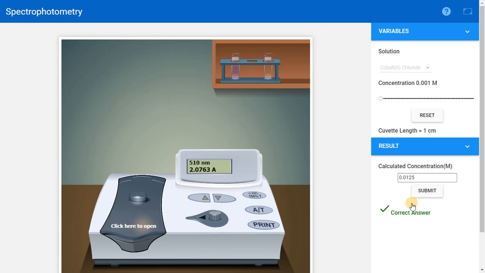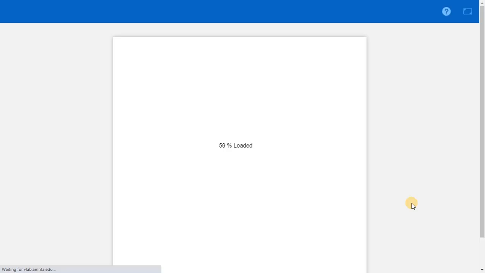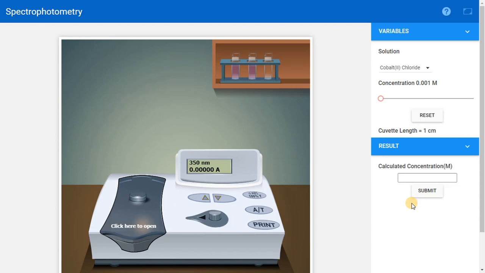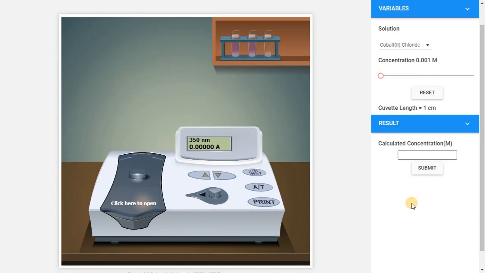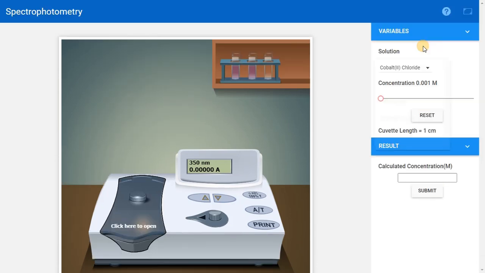So here is where you're going to change the variables. For example, if you're asked in your experiment. So after you're done, you just click reset. Reset here. It comes back at the beginning again, and then you can change the concentration here if you're asked to do so. And then this is where you can also change the solution. So click down.